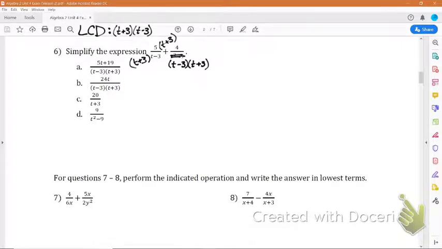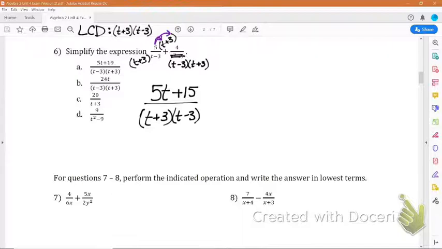When I multiply the top by t plus 3, the 5 just gets distributed, which gives me 5 times t, which is 5t, plus 3 times 5, which is 15. And that's still over t plus 3, t minus 3. So there's my first fraction with my new denominator. Do I need to make any changes on the second fraction? No, it already has the least common denominator. It just wasn't factored in the original. So the second fraction doesn't change at this point.